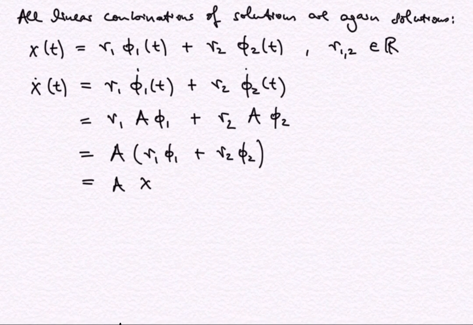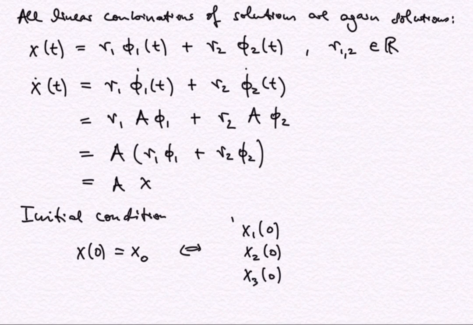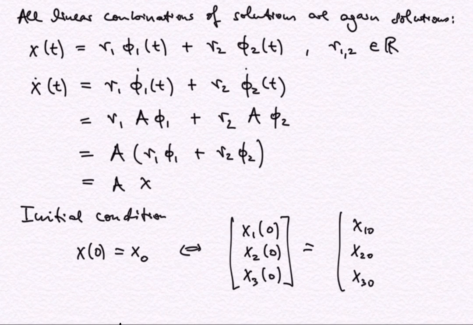So, let's say we have the initial condition x, which is a vector of three entries here in our example, in time 0 is given by three numbers, a vector that I call x sub 0. This means x1(0), x2(0), x3(0) are to satisfy x10, x20, x30, and these are just three numbers.